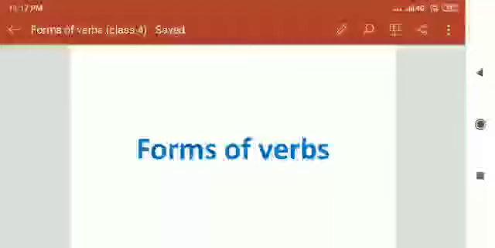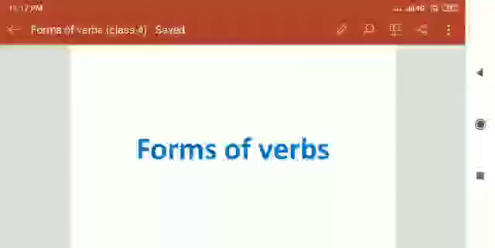Okay, but before that, we need to learn what a verb is first, since it is about forms of verbs. So what are verbs? Or what is a verb? Verbs are words which show an action, right? I'm sure you all remember that.